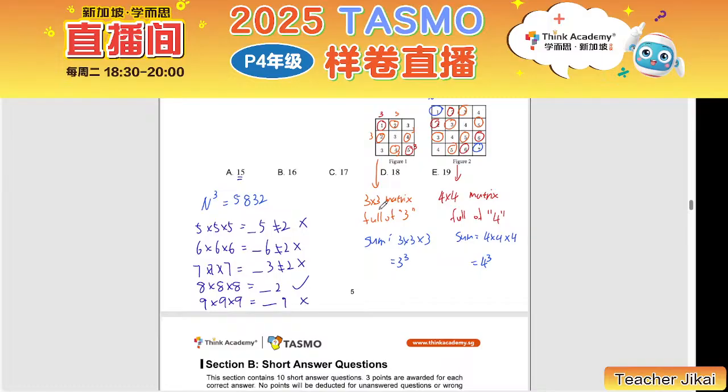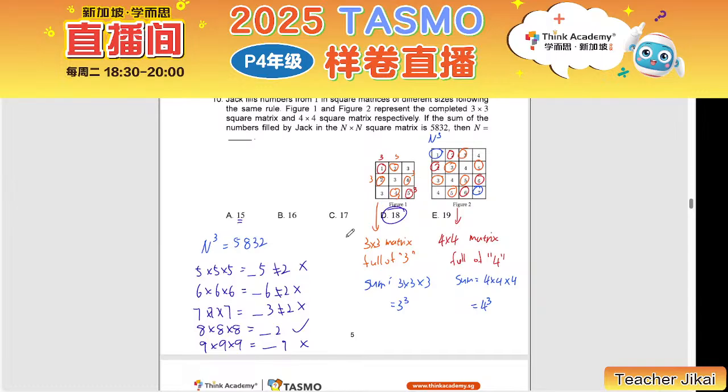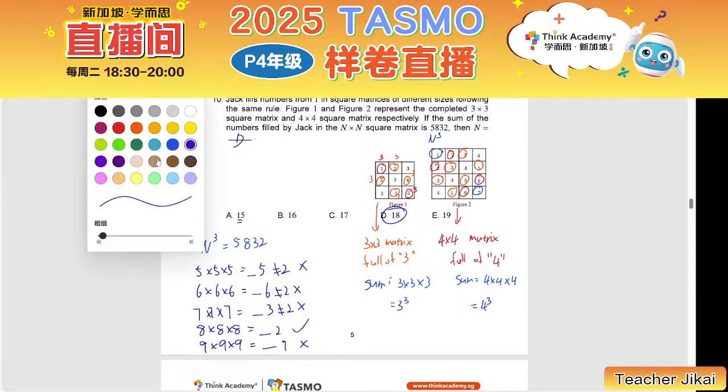So you can see, among these 5 choices, only 18 cube will give you the one digit here being a 2. So that's why we choose 18. You can examine it, 18 cube, of course it is 5a32, but we just skip it, because you have already gotten the answer here. Right? You can just try the last digit here and it helps you solve it super easy.